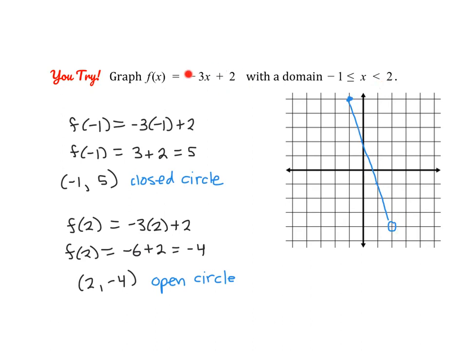We can check: this line should have a y-intercept at 2 and a slope of negative 3. So down 3 over 1, down 3 over 1, down 3 over 1. So it is good to go.